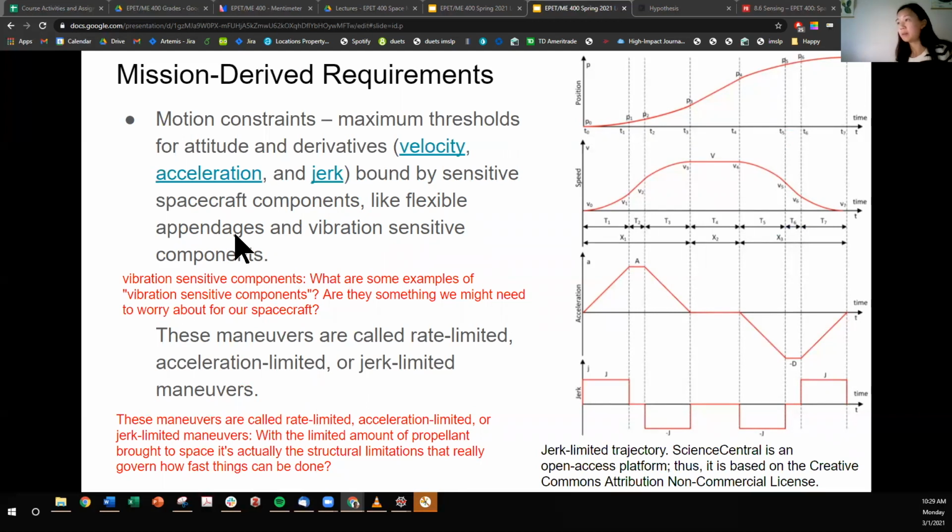bound motion by vibration-sensitive components. So what are some examples of vibration-sensitive components? Are they something we might need to worry about for our spacecraft? And yes, we should worry about it because there are vibration-sensitive sensors on our satellite. So vibration-sensitive components could be detectors on board. For example, some IMUs don't like to be impacted.